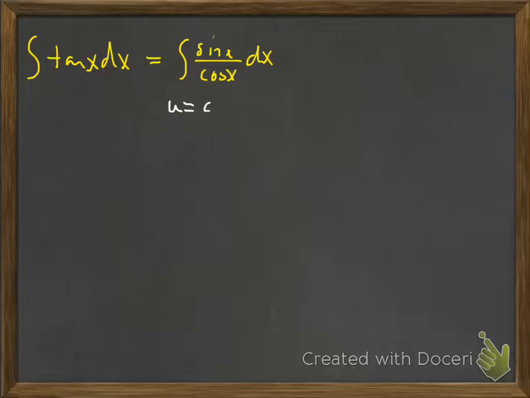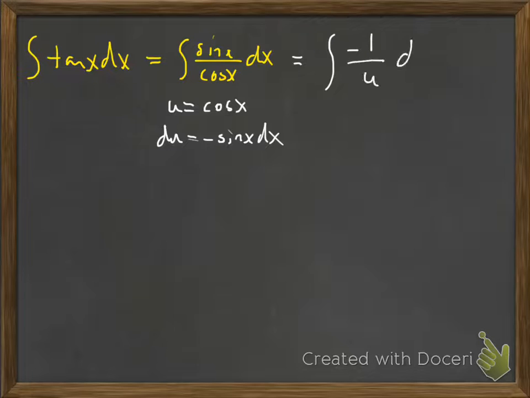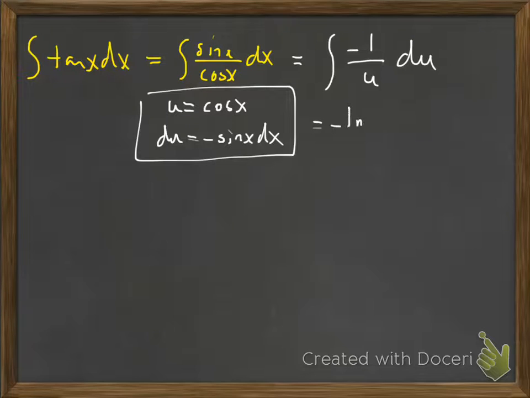We're going to let u equal the cosine x. So du will be negative sine x dx, which is the numerator off by a negative. So it'll be the antiderivative of negative 1 over u du. And hey, we know what the antiderivative of 1 over u is. It's ln absolute value of u, plus your constant of integration. So negative ln absolute value, and u is cosine x, plus constant of integration.